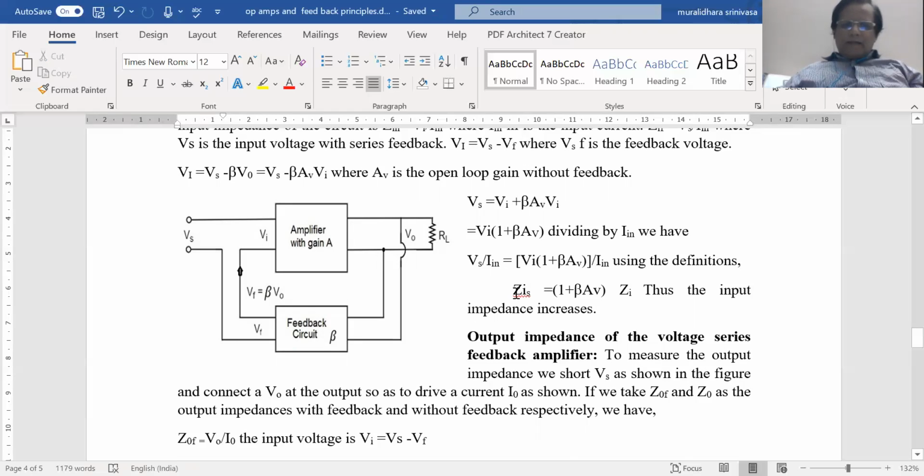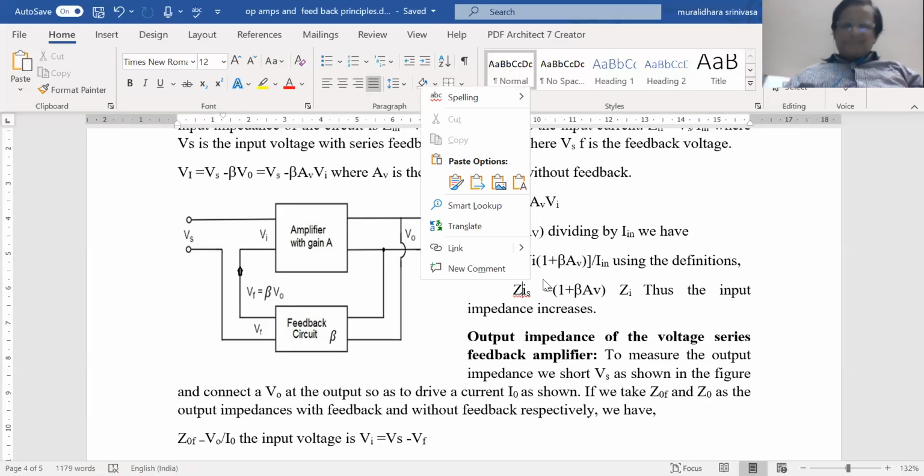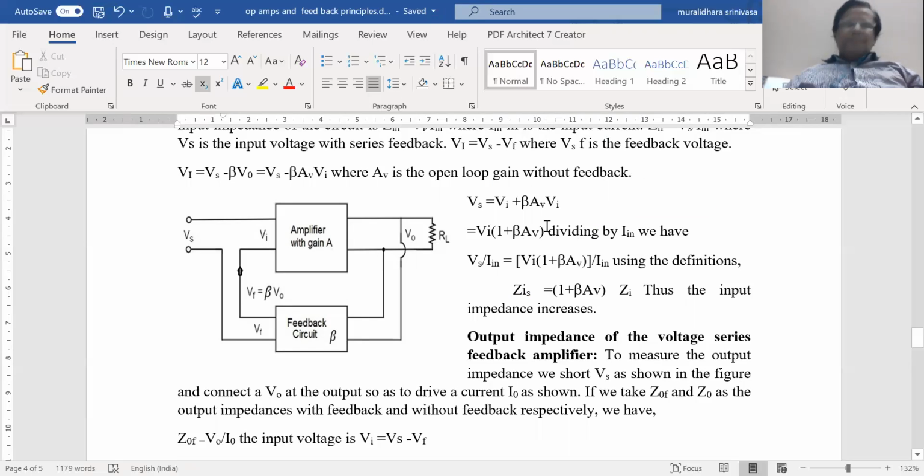So Zis, which is the impedance with feedback, is equal to 1 plus beta AV into Zi. Means what? The input impedance increases.